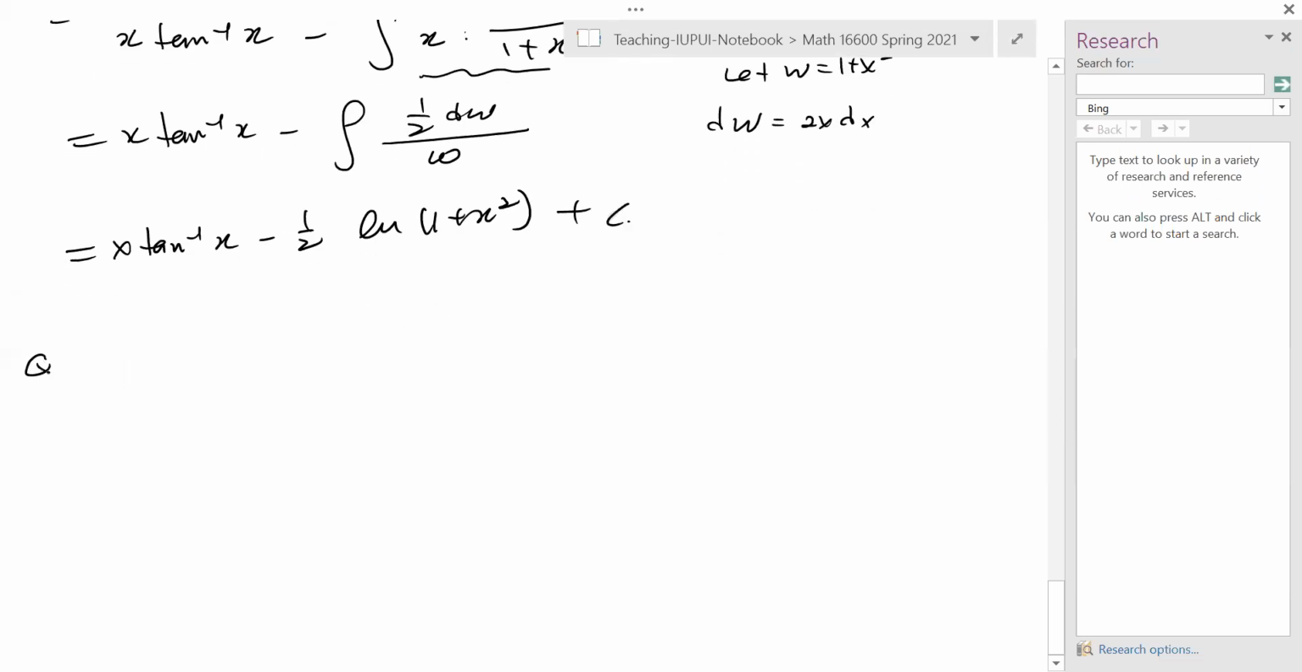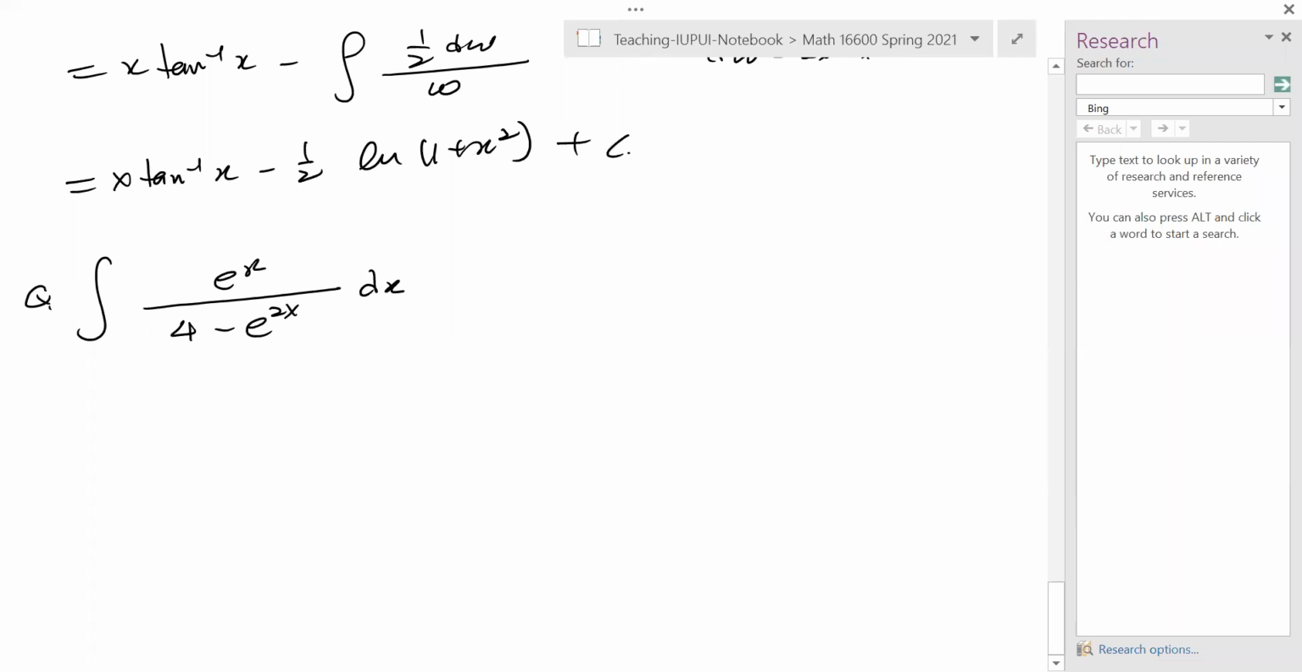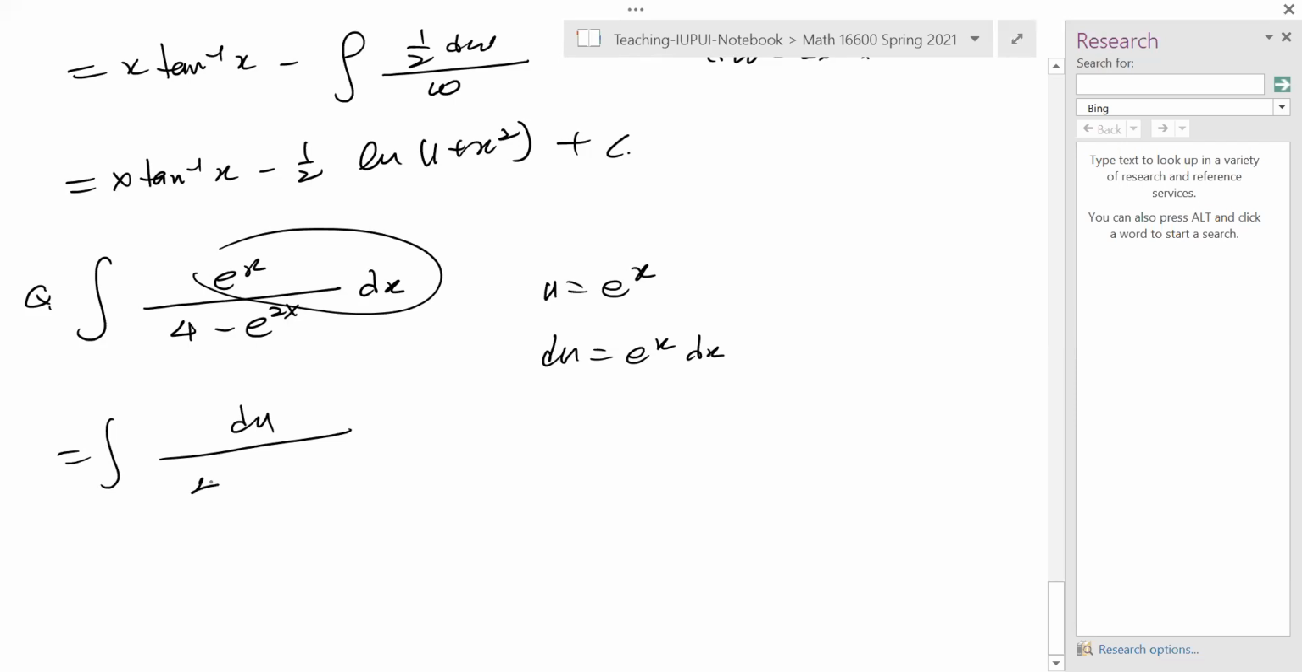All right, our next problem. When you look at this, I think it's natural to use this substitution to simplify: u equals e to the x, right? So du equals the derivative of e to the x itself, times dx. So this part is just du. And here's 4 minus u squared.